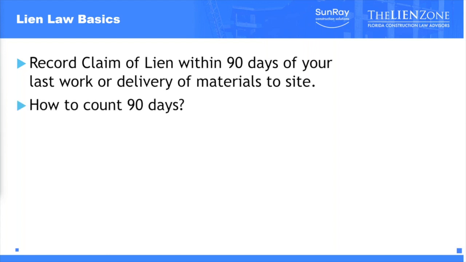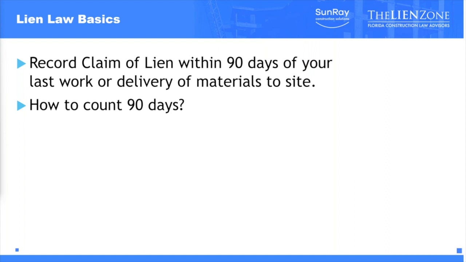How do you count 90 days? You're going to count it just like you counted the notice to owner days. So if today was the last day that I delivered materials or did substantive work on the project, today is day 0. I'm going to count 90 days, including every day, weekends, and legal holidays, all the way through day 1 through 90.